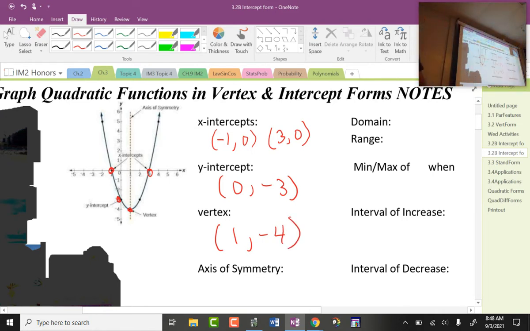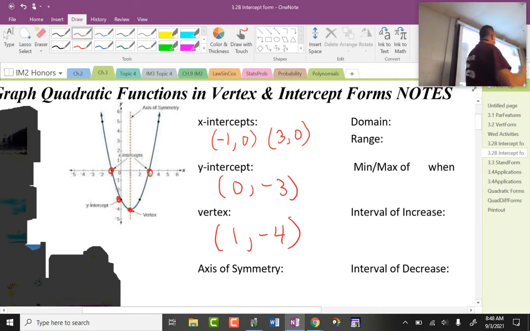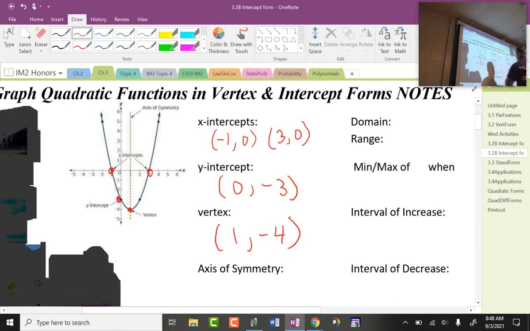All right, and I want to make a connection here because today we're going to be talking about another form. We're going to talk about intercept form, which is actually X intercept form. Look at the relationship between the X intercepts and the vertex. I want to stick by the graph.